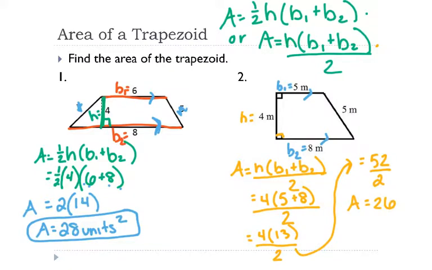Using my units, I have meters, and it's going to be meters squared. So the area for my figure is 26 meters squared. So remember, guys, it's just really important to identify what each part is for your formula, and then you just have to plug it in and follow your order of operations.